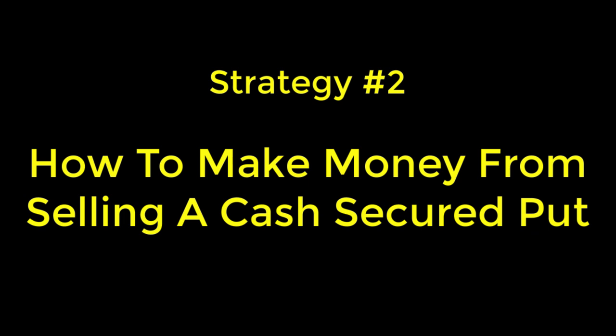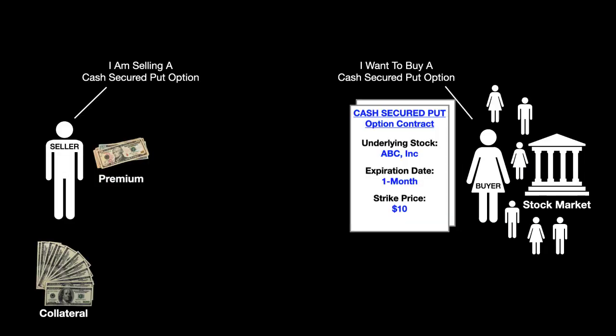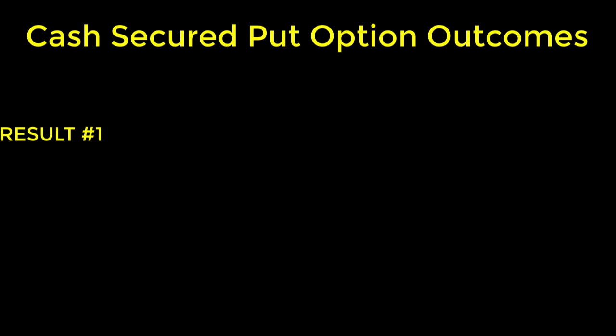So how do you make money from selling a cash secure put? So after the seller sells the cash secure put option contract and receives the premium, let's take a look at what happens on the expiration date. There are 2 basic results or outcomes that can occur on the expiration date from selling a cash secure put option.